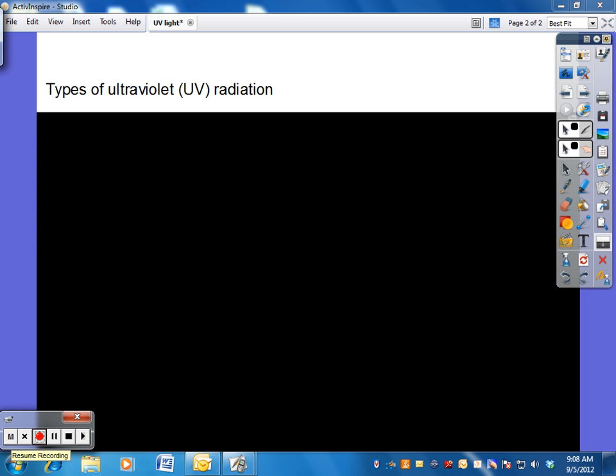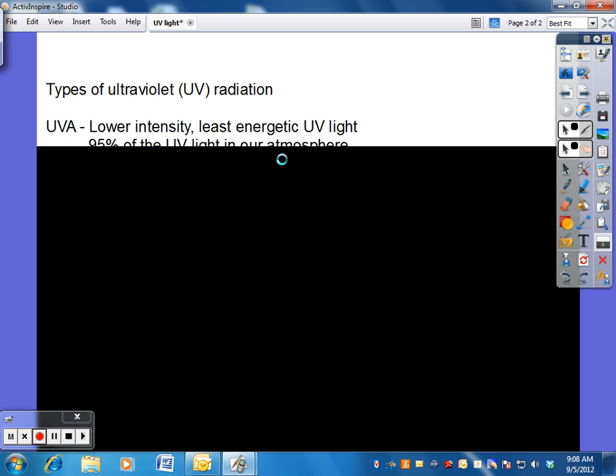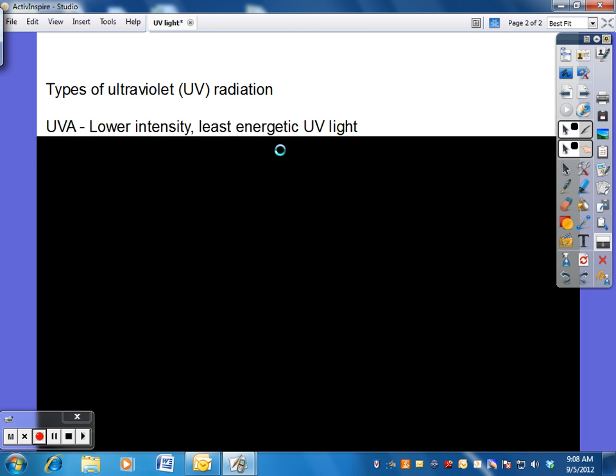There are different types of ultraviolet radiation depending on whether it's closer to the visible spectrum or the X-ray spectrum. So the first type is called UVA light. And UVA light is lower intensity, least energetic ultraviolet light. So it's closest to the visible spectrum. And you've probably heard this term UVA, you've probably heard UVB on the back of sunblock. So sunblock will often say protects against UVA and UVB light, or sometimes it says it's broad spectrum, meaning it's both UVA and UVB light.